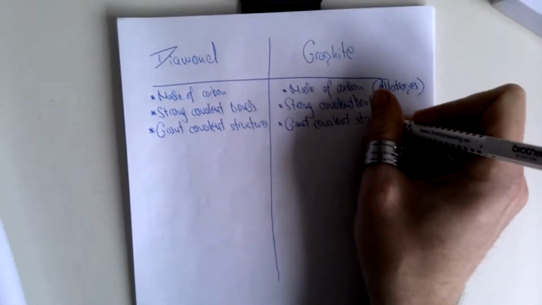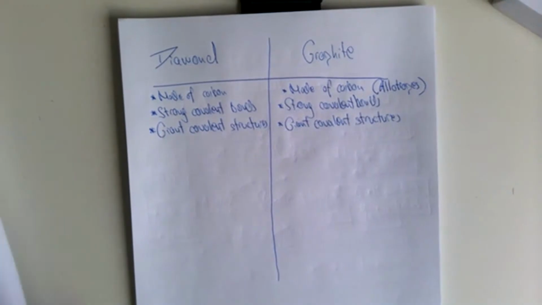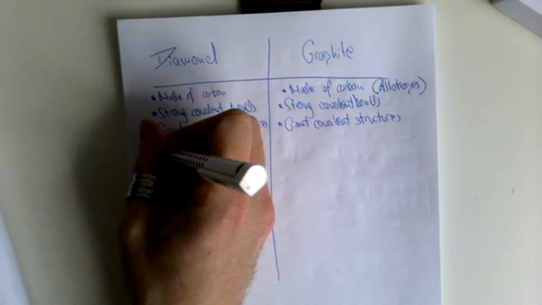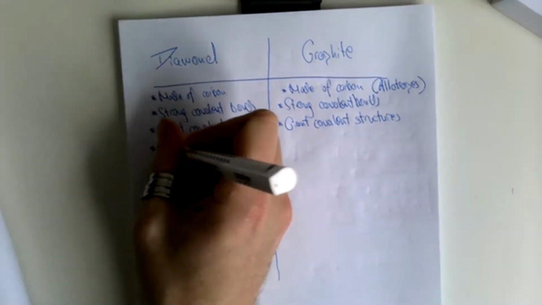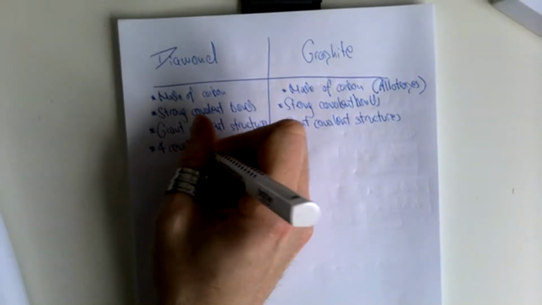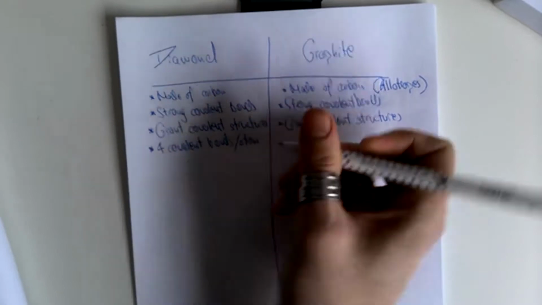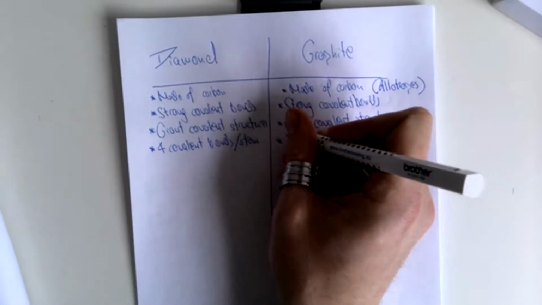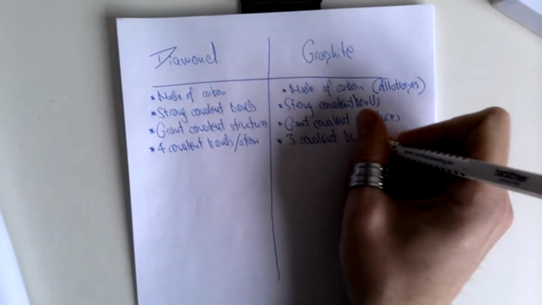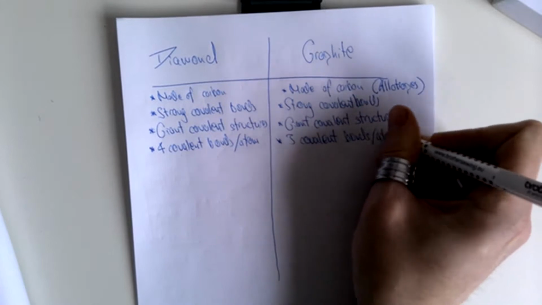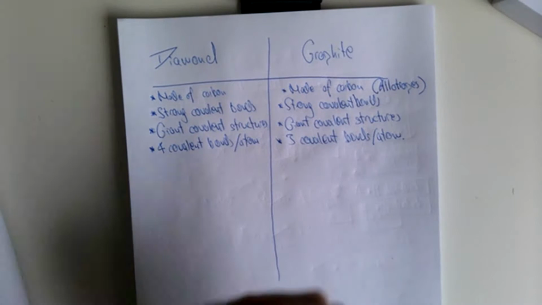Now, where they differ slightly is the arrangement of these carbon atoms and the number of bonds between them. So between the carbon atoms in diamond, you have 4 covalent bonds per atom, whereas in graphite there are 3 covalent bonds per carbon atom. Now, this leads to slightly different structural arrangements.